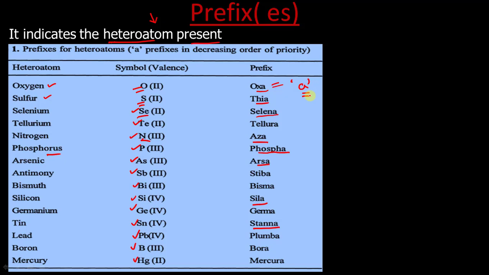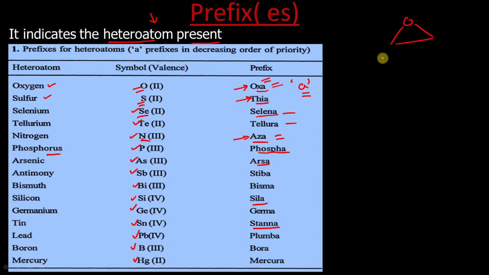Out of these, the most common that we will encounter are oxa, aza and thia. These are the most commonly encountered heteroatoms. You should remember the other heteroatoms also, but most commonly we will encounter oxa, thia and aza. All the heterocycles which contain nitrogen will have names that start with aza. All the heterocycles which contain oxygen will have names that start with oxa. So you may remember the name of this compound.